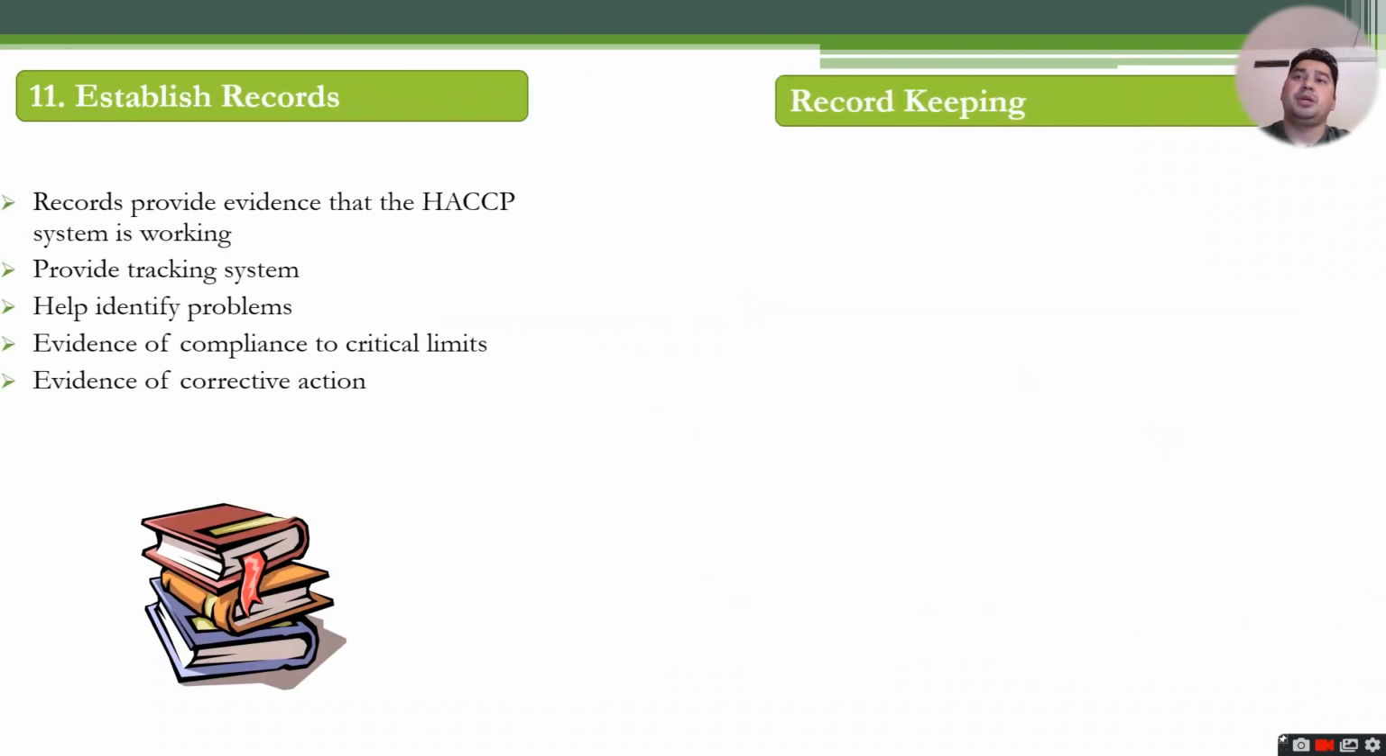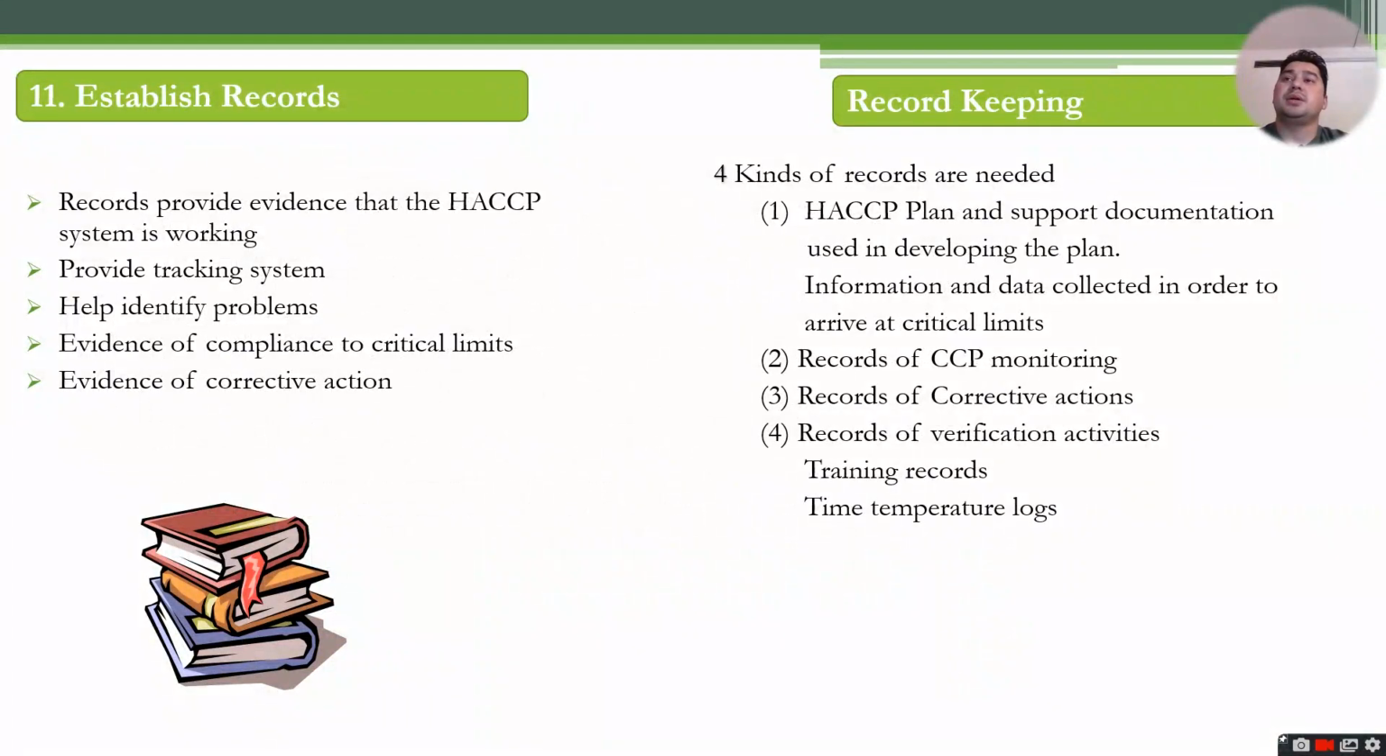After that, we have the established records. What are the records you have to establish? Records provide evidence that the HACCP system is working. That's why we have to establish records. Provide tracking systems, help identify problems, evidence of compliance to critical limits, evidence of corrective actions. These are a few of the reasons why we need to establish records.